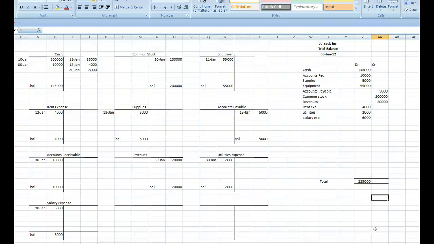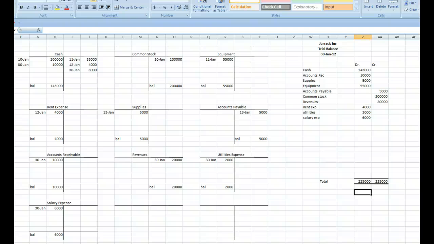Now we need to go and add up the totals on the credit column. And if you take a calculator and add them up, they will also come up to 225,000. If you notice, our total debits are equal to our total credits. If when you prepare your trial balance, you get your total debits equaling your total credits, that means you've prepared your trial balance correctly and you can move on to the next step. In this case, we are going to be preparing financial statements.